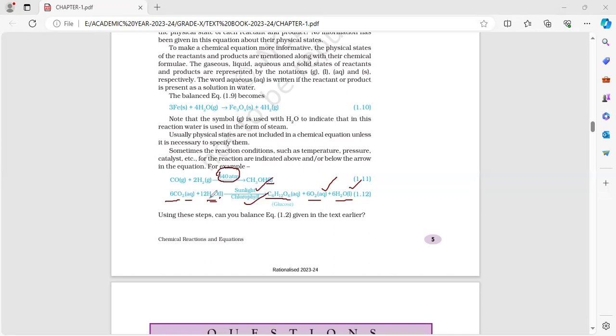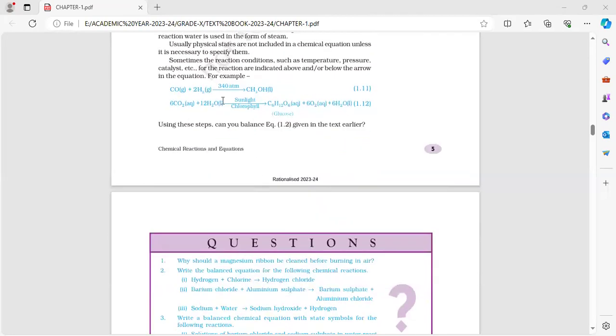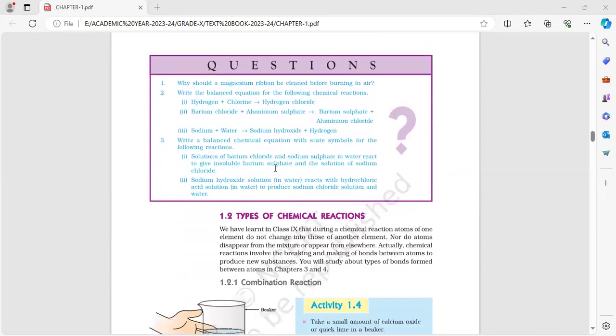Here we are taking carbon dioxide and water, and we are getting glucose. This is the photosynthesis process. Plants prepare their food in the presence of sunlight. Sunlight is mandatory, so it is written above the arrow. For some chemical equations, the conditions are a must, so we write them above or below the arrow.